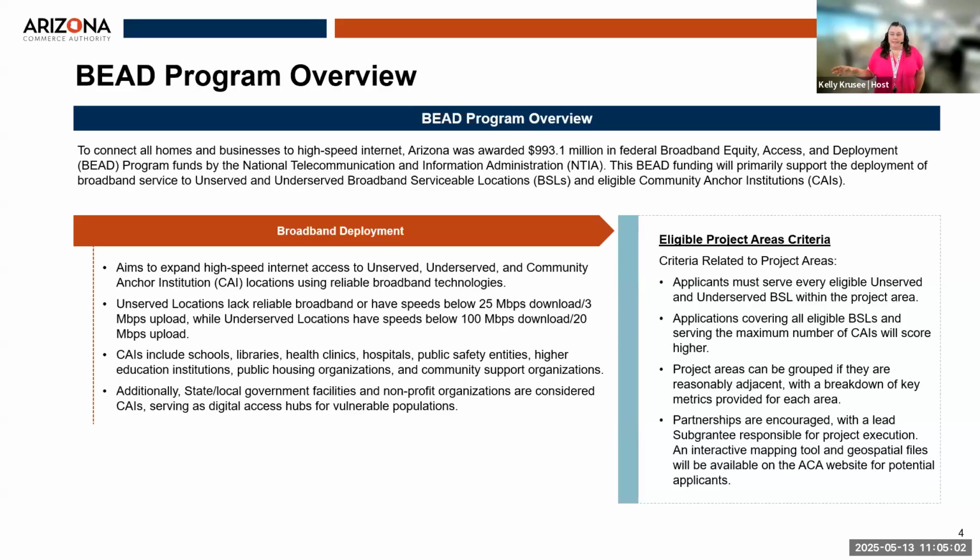And then in that blue box on the side, it lists the eligible project area criteria. Again, this is focusing on the unserved and underserved BSLs, and it's required that every eligible unserved and underserved BSL is a part of the project area and the application. And then there are extra points: an applicant would score higher for any CAIs that are included. Project areas can be grouped together if they're reasonably adjacent. And if there are applicants who are partnering together, there has to be one lead applicant on the application, and that's who will fill out the pre-registration and the application itself.